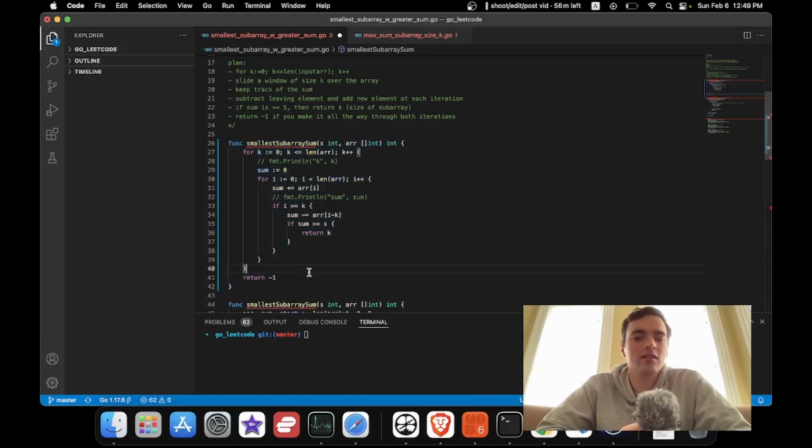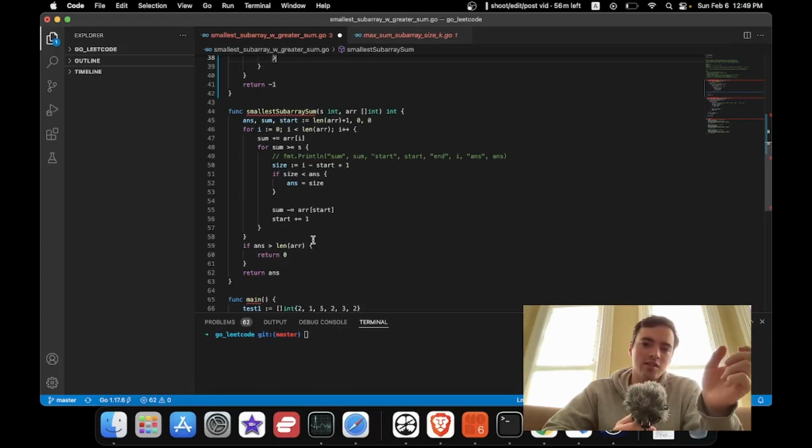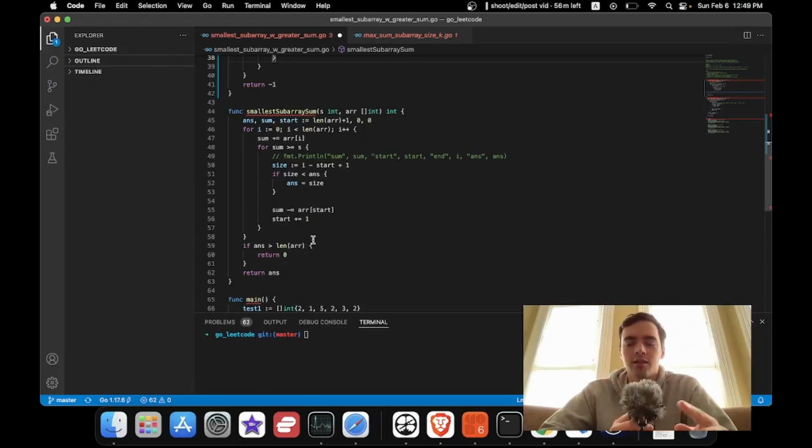I didn't even think this is the way it wants us to do the sliding window. But then I realized we want an O of n solution, which is this right here. It's almost like a slinky rather than a sliding window. You extend it, searching for a subarray that has a sum that's greater than or equal to the given sum.